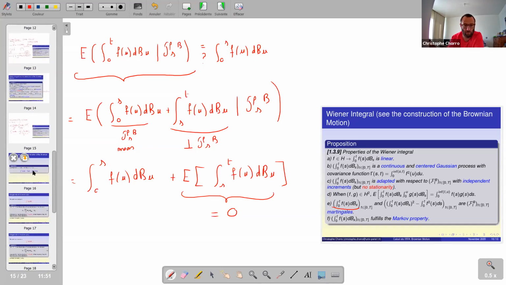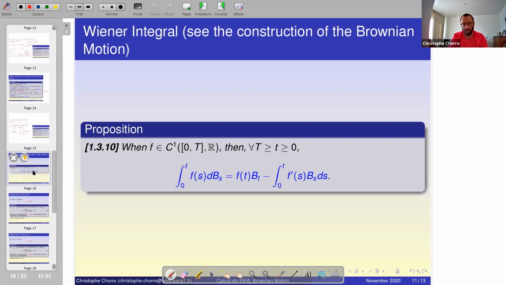I want to finish with a proposition that is more an exercise. What is the meaning of this one? For the moment, we have this integral between 0 and t of f of s dBs for f belonging to L2 of 0 capital T. The only condition I impose on f is to be square integrable with respect to the Lebesgue measure on 0 capital T. I need no regularity for small f. In this situation, we have defined this one as I of the indicator function of 0t times f.